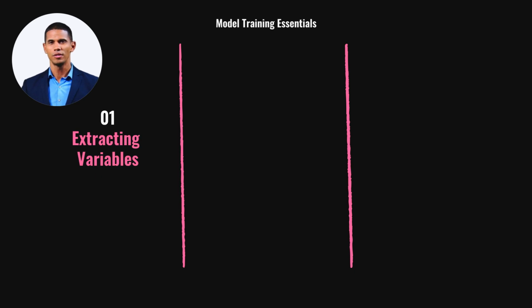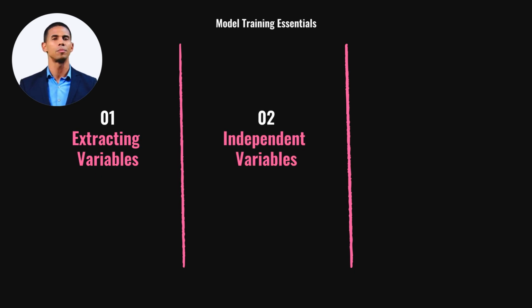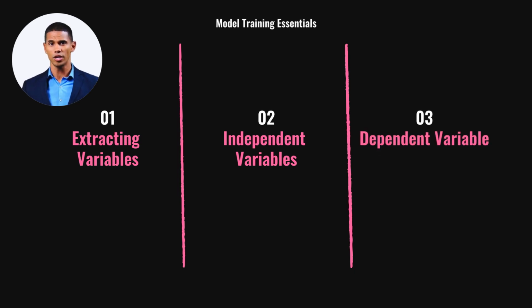Extracting variables is essential for model training. Independent variables or features are separated from the dependent variable, the target outcome. Using pandas' iloc method, we efficiently extract these variables, ensuring the dataset is ready for further preprocessing steps like handling missing data, which is crucial for maintaining model performance.